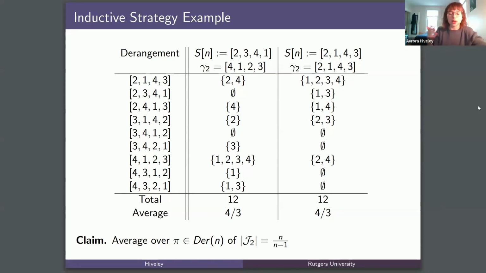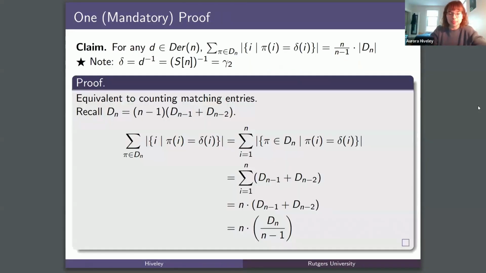So our claim is that if we average over all derangements of length n and we measure the size of J2, we're actually always going to get n over n minus 1, which again comes from the length of the permutation that I'm working with and the length of my strategy.